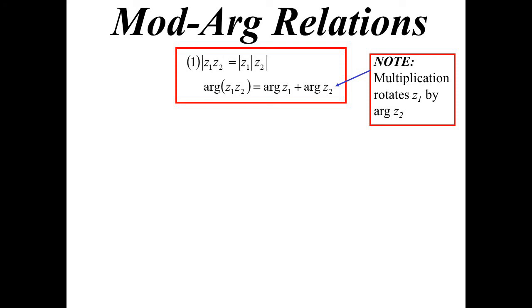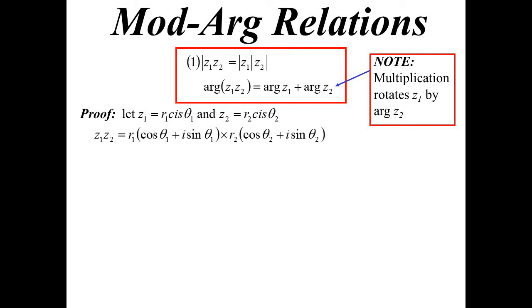So multiplication is rotation. I'm going to prove it. Okay, so I'm going to have two complex numbers. One I'll call r1 cis theta 1, the other one r2 cis theta 2. So that's what I'm multiplying together. Well, the modulus is very easy to prove, because all I've got to do now is go, well, r1 times r2. But let's expand out those parentheses.